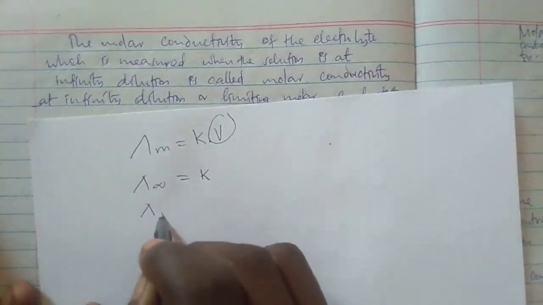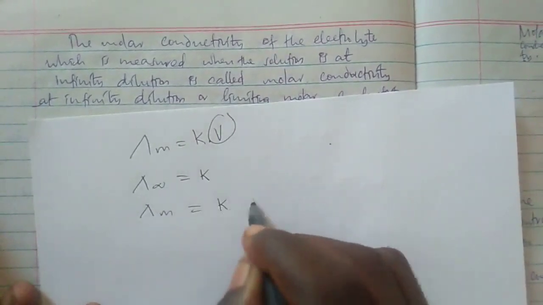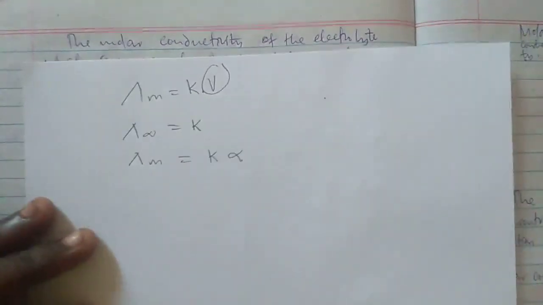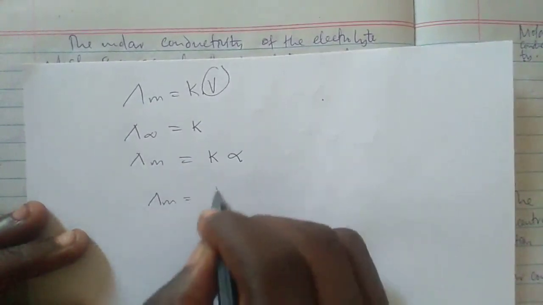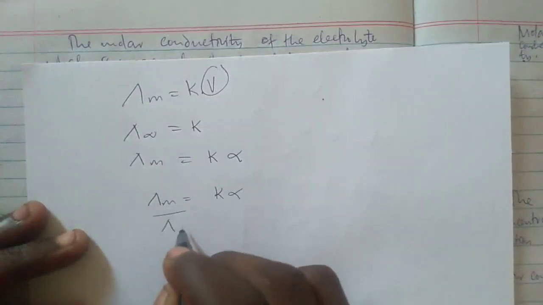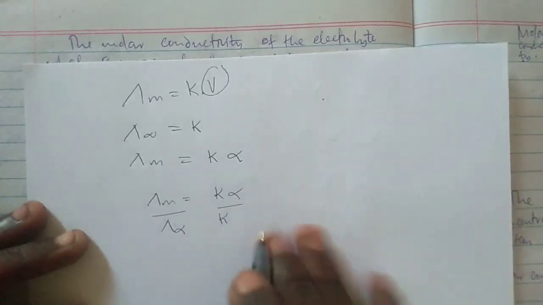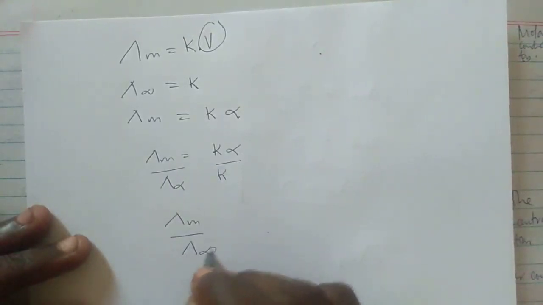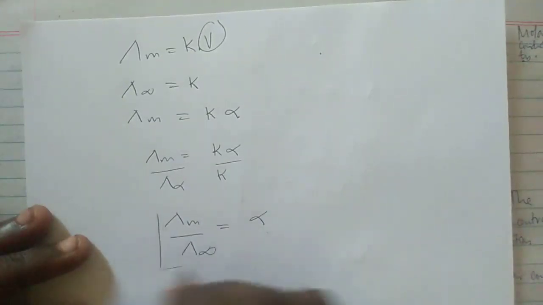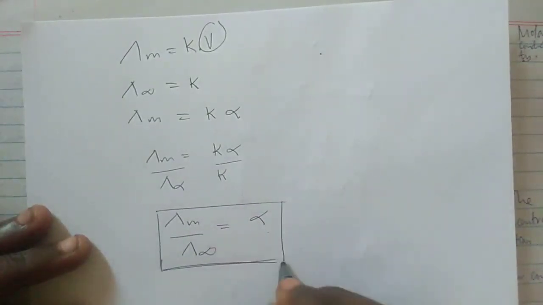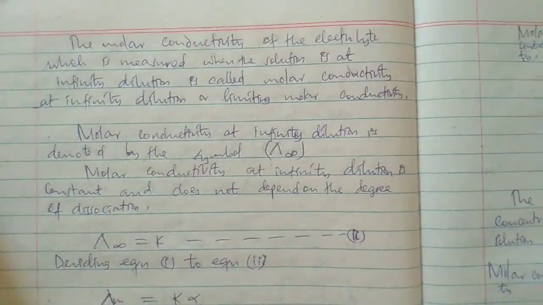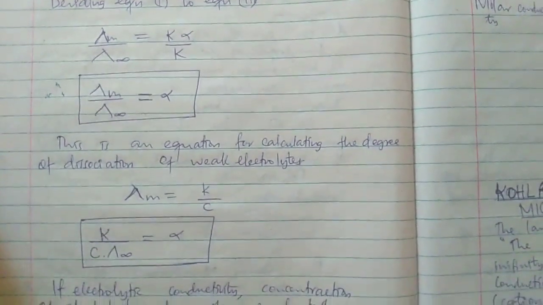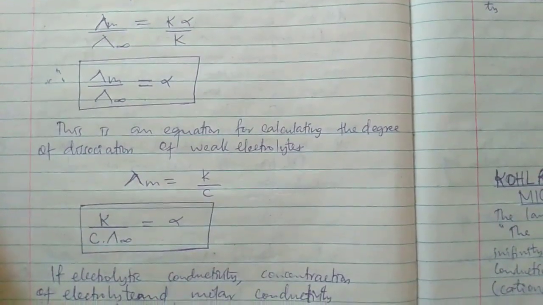Remember we said molar conductivity is equal to K times the degree of dissociation. Relating these two equations, molar conductivity is equal to K times the degree of dissociation, and at infinite dilution it is equal to the constant K. So molar conductivity divided by molar conductivity at infinite dilution is equal to the degree of dissociation of an electrolyte. Kwa hiyo that's how the things are going. This is an equation for calculating the degree of dissociation of a weak electrolyte.